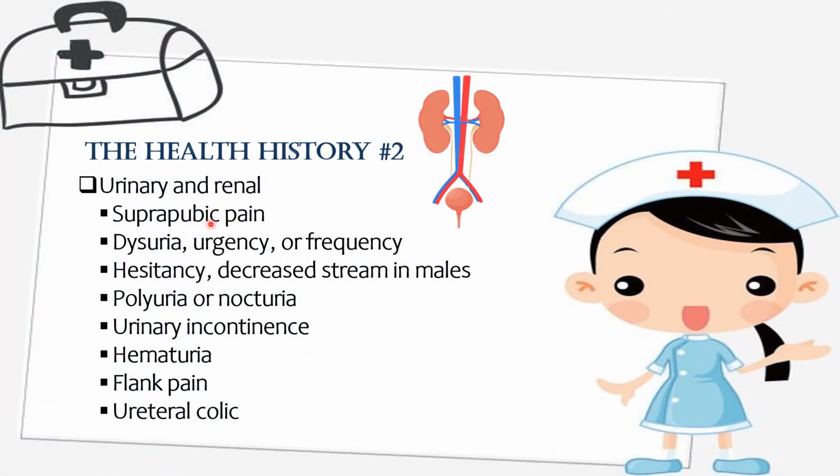For the urinary and the renal system, okay, the health history should include the following: the suprapubic pain, okay, dysuria or difficulty urinating, urgency or frequency, ihi ng ihi, hesitancy, decreased stream in males, konting ihi lang, okay, polyuria or nocturia, okay, urinary incontinence, hematuria or blood in the urine, flank pain, and ureteral colic. Each of these we will discuss in the next slides.